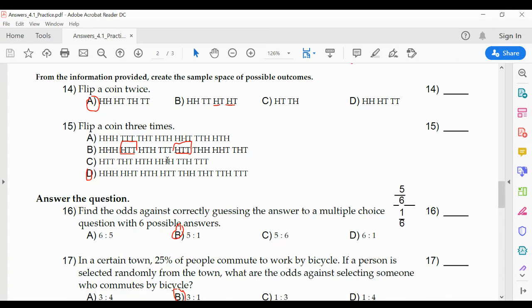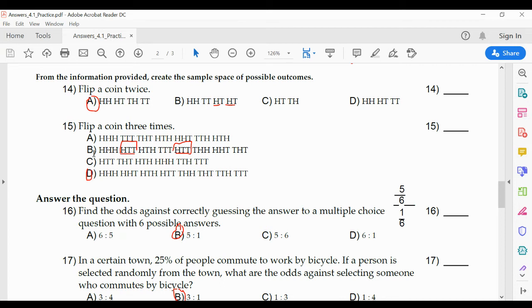That being said, if you flip a coin 3 times, the first toss, 2 outcomes are possible, heads or tails. Second toss, 2 outcomes, heads or tails. And the third, heads or tails. 2 times 2 times 2 is 8. So there's 8 events in the sample space. All right, so it can't very well be letter A. There's only 7 there, and it can't be letter C. There's only 6 there. So it's letter D.